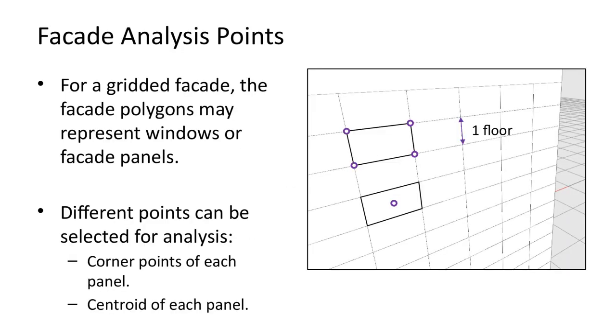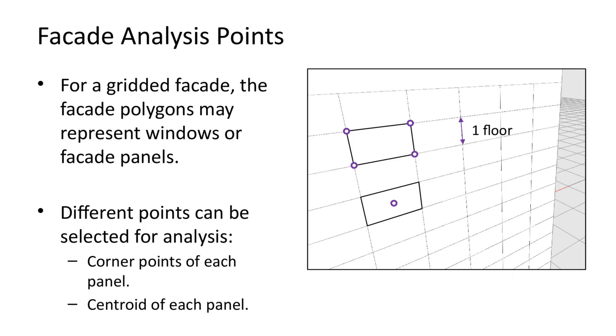When running the analysis, different points can be selected for analysis. For the ground plane analysis, we used the corner positions of each grid polygon as points of analysis. For facades, it may make more sense to select the centroid of each grid polygon. Assuming panels represent floor heights, the centroid may be closer to the eye level of the occupants of the building.